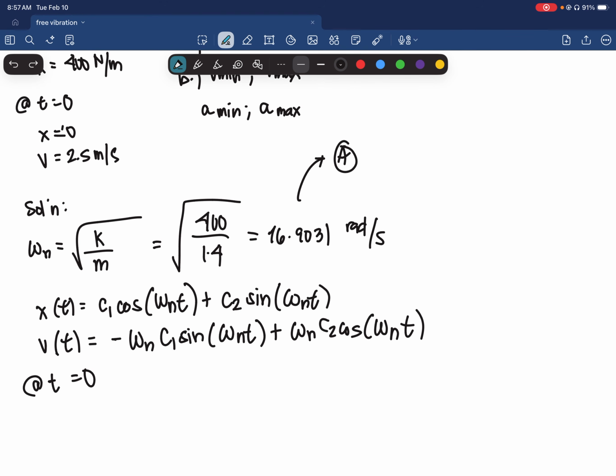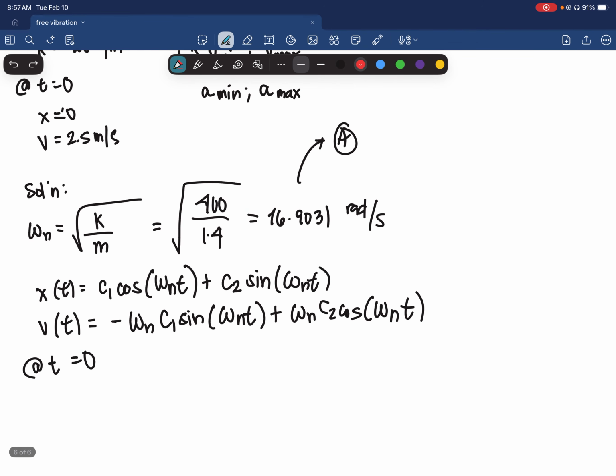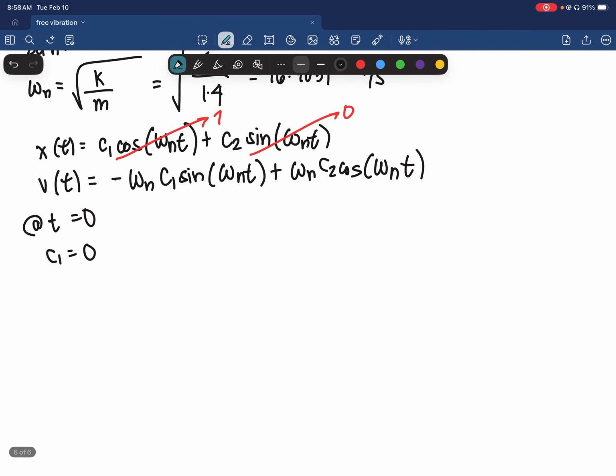The displacement is 0. So yung ating C1, di ba, dito natin siya i-solve. This will be 1. This will be 0. Mapag-sunod natin. So, and this is 0. Yan. So, C1 equals 0. And we have an initial velocity.